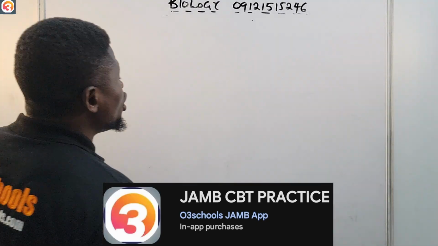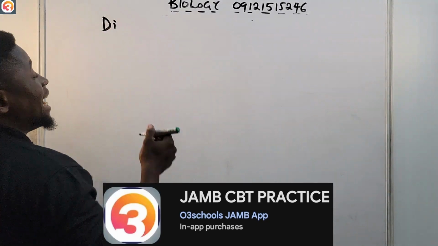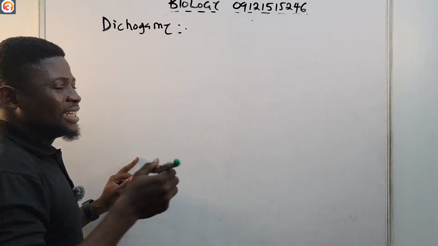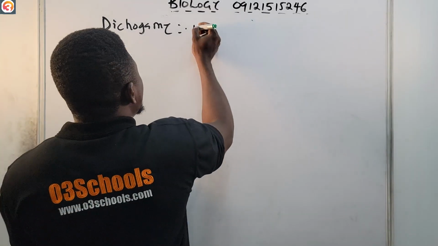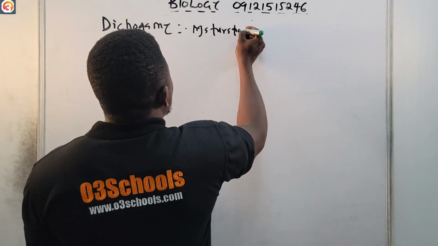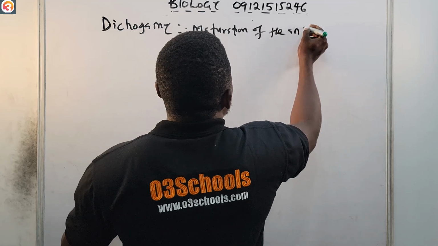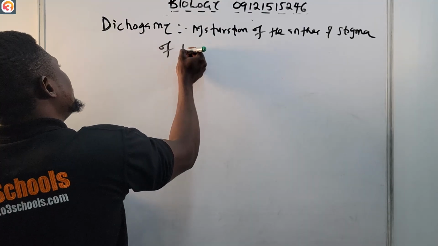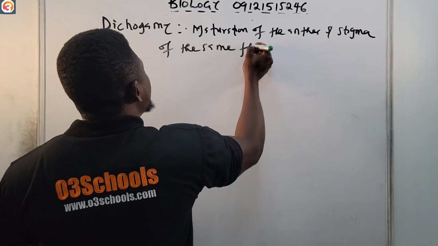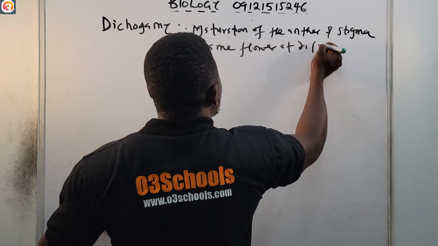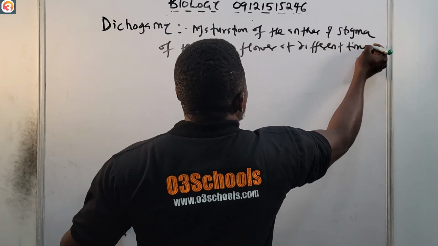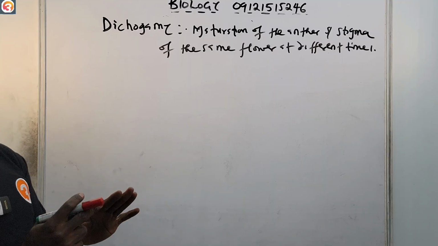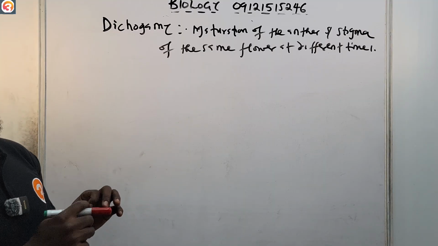Okay, so another factor that encourages cross-pollination is dichogamy. And what is dichogamy? It is the maturation of the anther and stigma of the same flower, but at different times. So that is what dichogamy is: the maturation of the anther and the stigma of the same flower, but at different times.